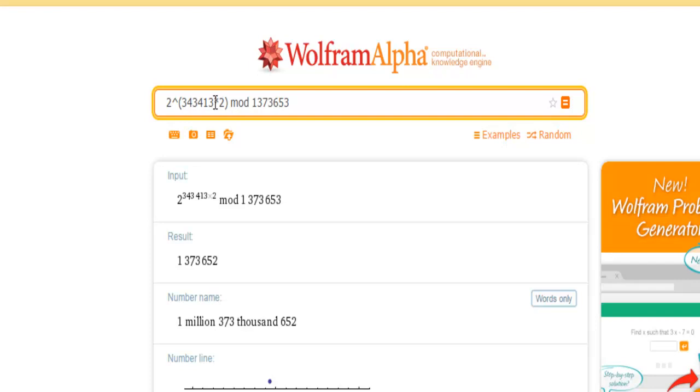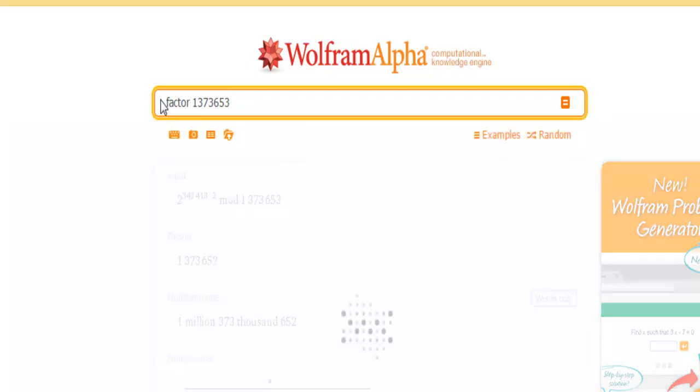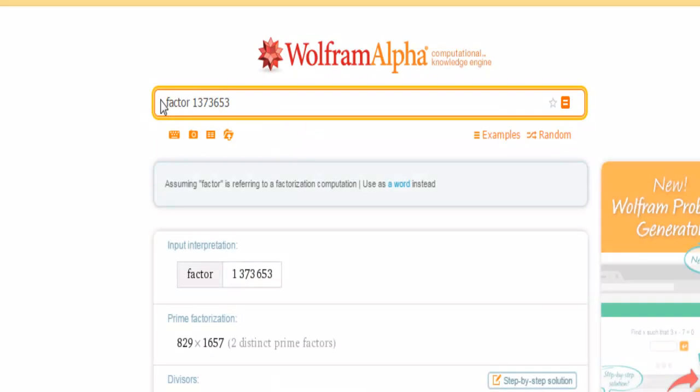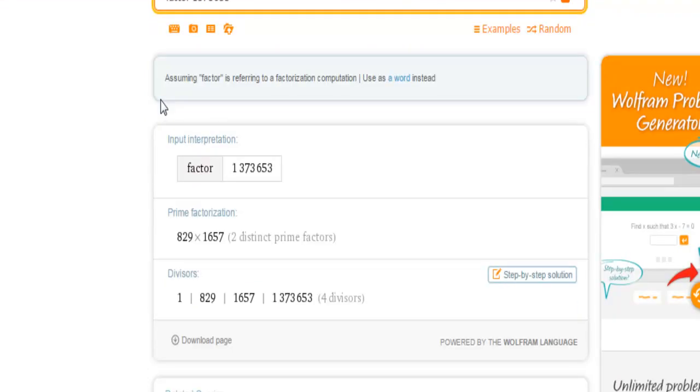And so we concluded eventually that this was a composite number. So let's see how it factors. Let's see if I can be more clever. Keep all that, and let's just delete and say factor. Factor. Yes, it even put it in right there. But let's go ahead and type enter. Factor 829 times 1657, a product of 2 distinct prime factors, and it even lists all of the divisors.